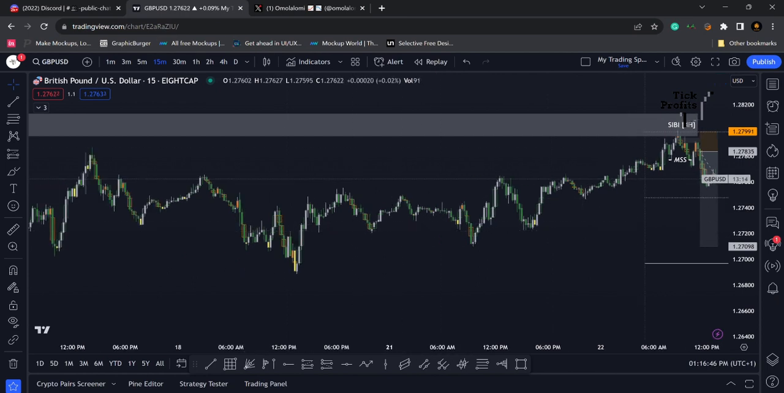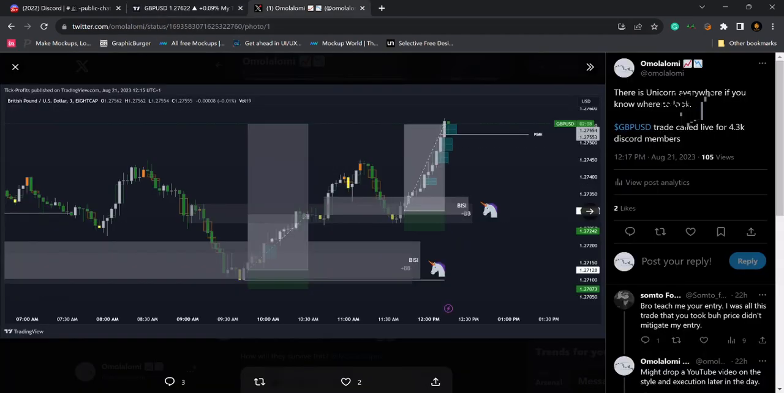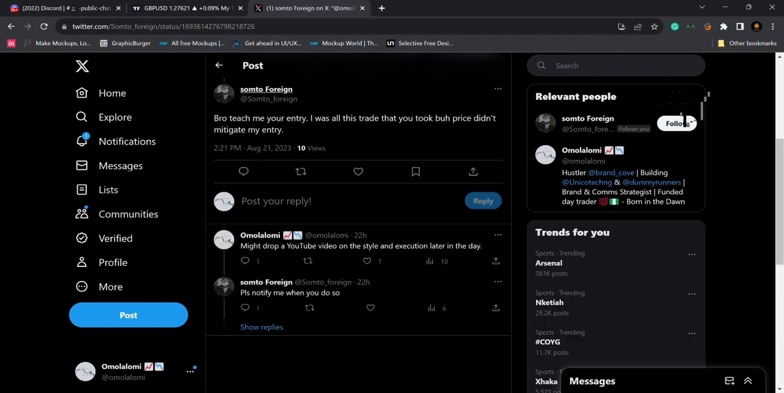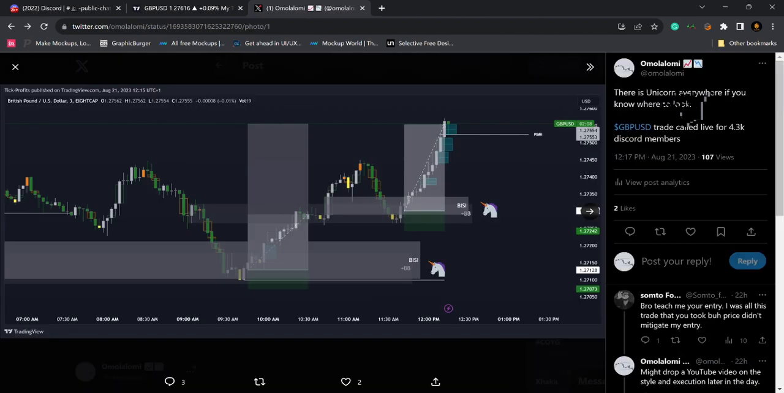So today I'm going to be breaking down a GBP USD trade I took yesterday. I didn't plan to break it down before, but due to a follower's request to break it down, I'm going to be doing just that.